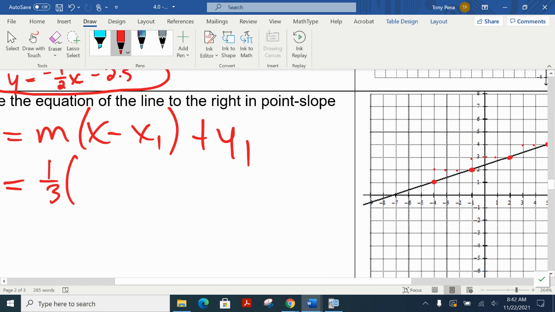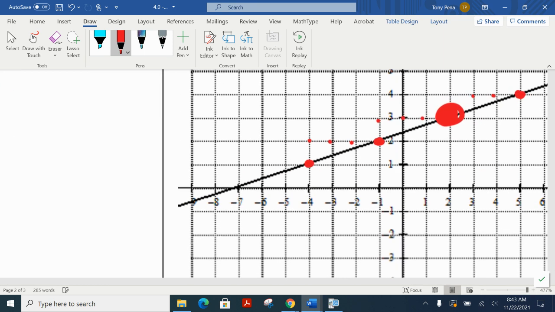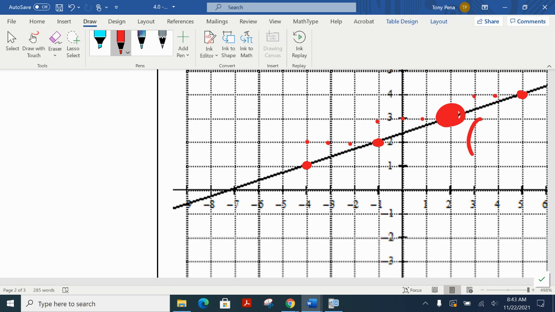I got the point where x equals 2 and y equals 3. Good. So he picked this point right here, the one that I made really big. And at that point, the x coordinate is 2, the y coordinate is 3. Your point might be different.